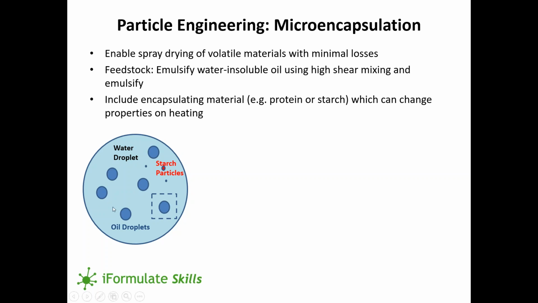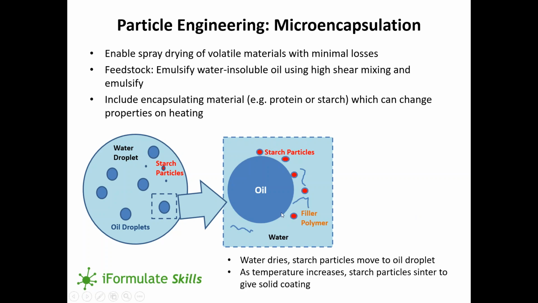You can see our droplet, our water droplet that is atomized, containing within it an emulsion of oil droplets and dissolved starch and filler. Let's just zoom in on one of those droplets and have a look at the oil droplet itself. Starch migrates to the oil-water interface. To some extent it's surface active, and as the drying particle gets hotter, starch can sinter to form a coating around the droplet to encapsulate that oil droplet.